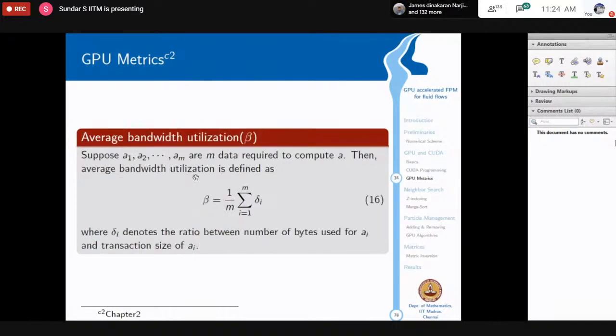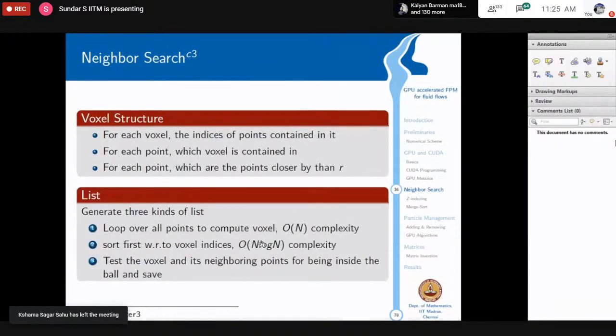Now, average bandwidth utilization. This is also important. Suppose A1 to AM is data required to compute A, then the average bandwidth utilization is defined as this, where delta I denotes the ratio between the number of bytes used in A and the transaction size of A. So now I'll again go back to the neighbor search. Voxel structure: for each voxel, the indices of points contained in it. For each point, which voxel contains it. For each point, which are the points close by R. Now I generate three kinds of lists, loop over all points to compute the voxel, sort first with respect to voxel indices, then test each voxel and its neighbors.